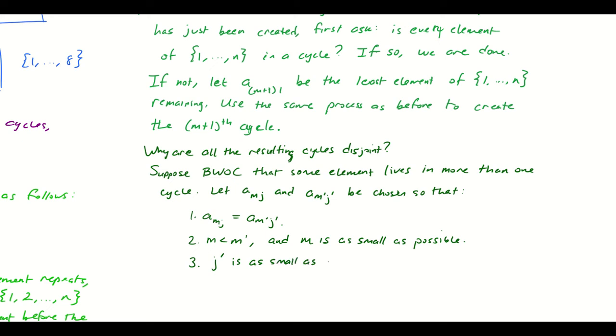As small as possible. I'm not going to ask for the same thing about j, and I'm not going to ask for j and j prime to be different, because they might not have to be. It may just be that the third element of cycle number 2 is the same as the third element of cycle number 8, and that is perfectly fine. I'm just going to ask for us to find an element in the m prime cycle that is as early as possible in that cycle that's a repeat. So in other words, I'm going to stop just the moment that I see a repeat.